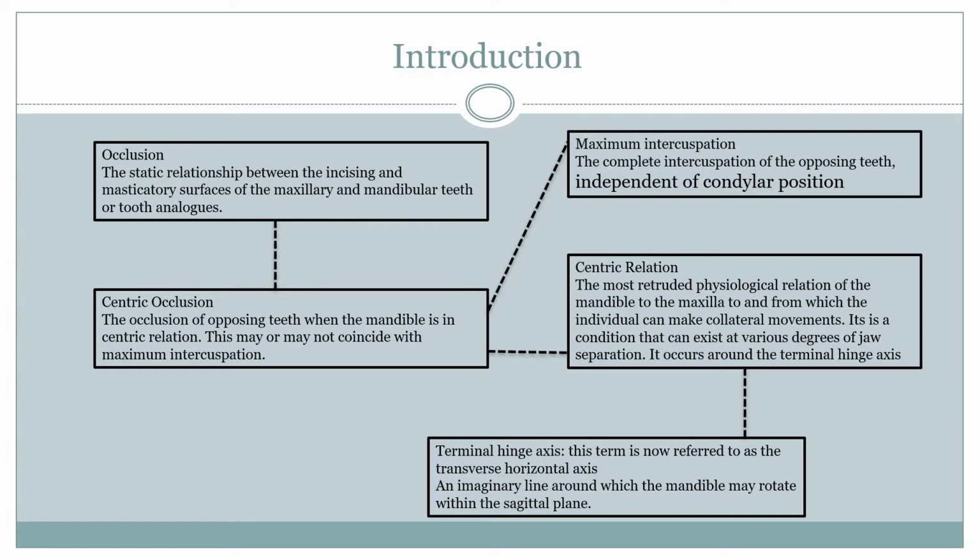So now what is this terminal hinge axis? If you can imagine the condyle, just imagine that we are drawing a line through the center of the condyle of the mandible. The line passing through the center of the condyle is the terminal hinge axis. So this is an imaginary line around which the mandible may rotate within the sagittal plane. You all need to know that there are different kinds of movements that the mandible will usually be undergoing, right?